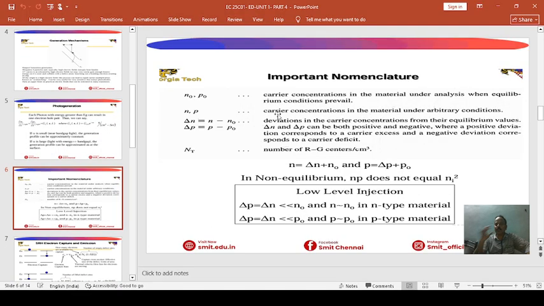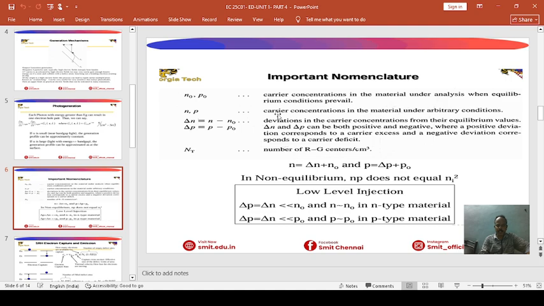Coming on to the next slide, which shows the important nomenclature. So nomenclature is nothing but the structure of carrier concentration at equilibrium. The electron concentration is represented as N0. The hole concentration is represented as P0.